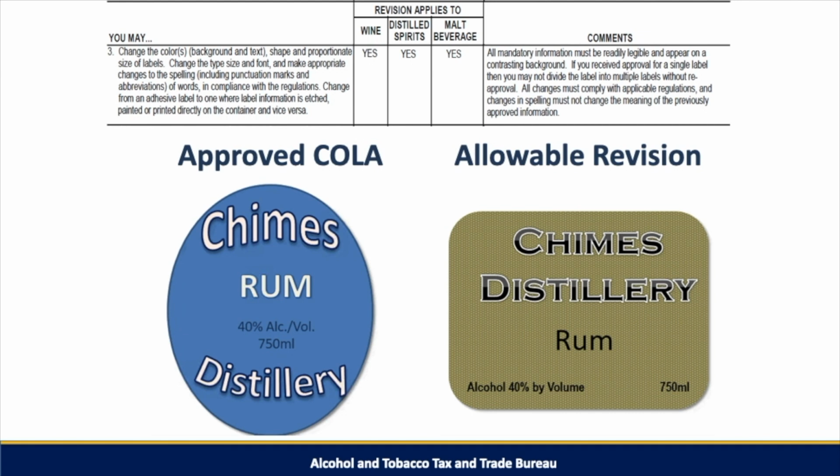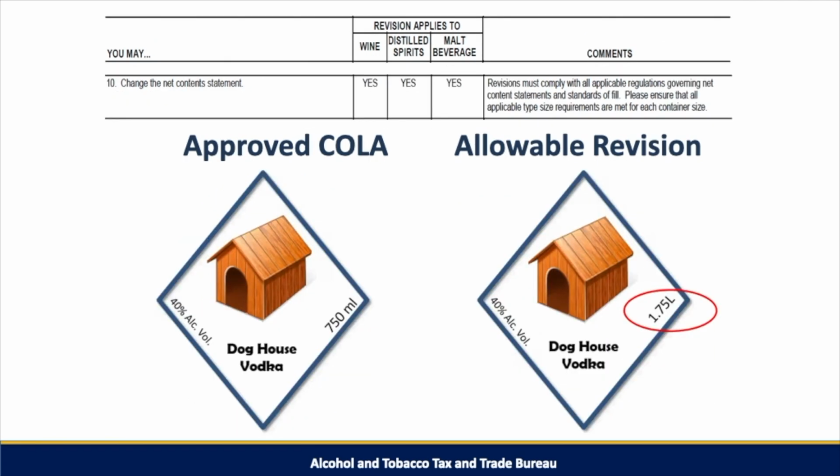All mandatory information must be readily legible and appear on a contrasting background. If you received approval for a single label, you may not divide the label into multiple labels without a new approved COLA. All changes must comply with the applicable regulations, and changes in spelling must not change the meaning of the previously approved information. You may change the net content statement.